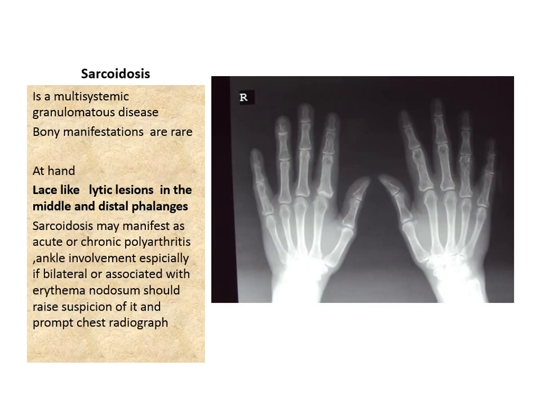Last subject, which is sarcoidosis. It is a multisystemic granulomatous disease. The bony manifestations are rare. So in the hand, you may see lace-like lytic lesions in the middle and distal phalanges. Sarcoidosis may manifest as acute or chronic polyarthritis, but ankle involvement, especially if bilateral or associated with erythema nodosum, should raise suspicion of sarcoidosis and prompt a chest radiograph.